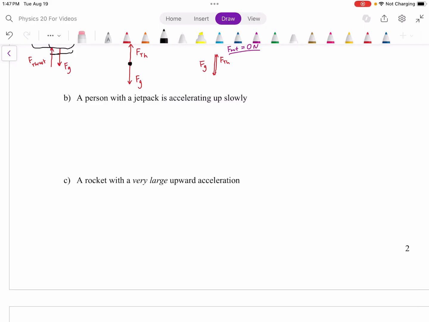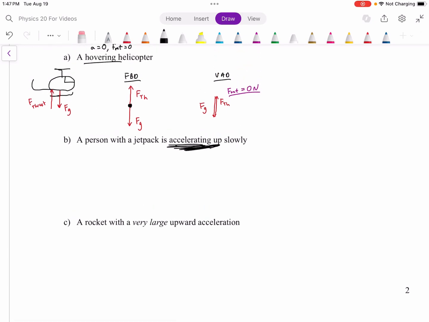So now a person with a jetpack is accelerating up slowly. So what do we know about the forces? Net force 0 or not 0? Not 0, right? The acceleration is not 0, so the net force cannot be 0 either, right? There needs to be some net force. And what's more, we know that it needs to be, which direction is the net force? Right, up. Something can only accelerate up if there is an upward net force.